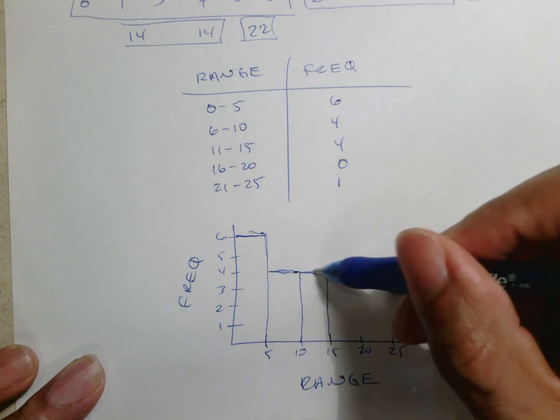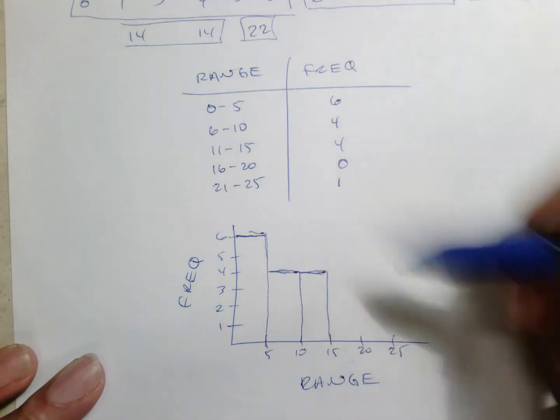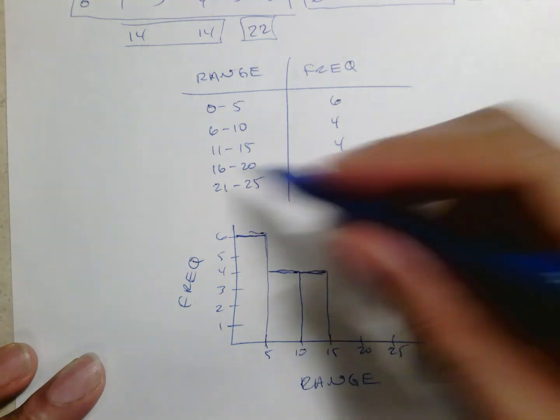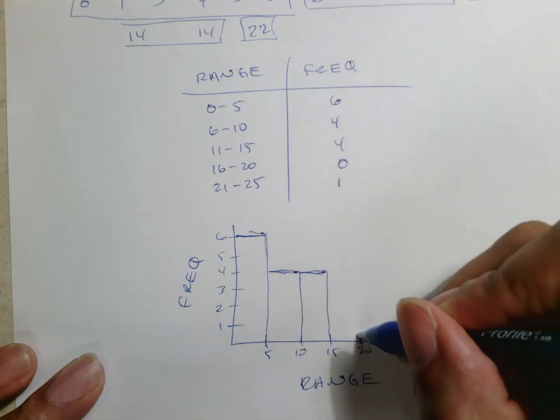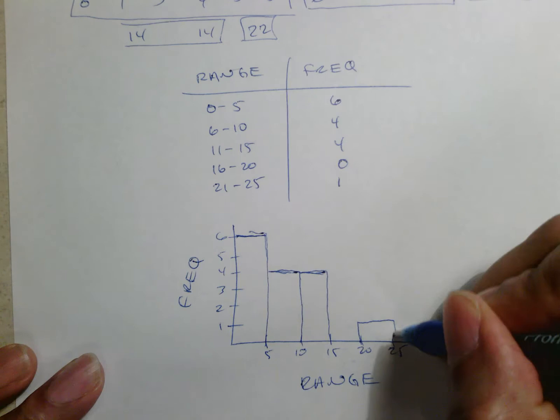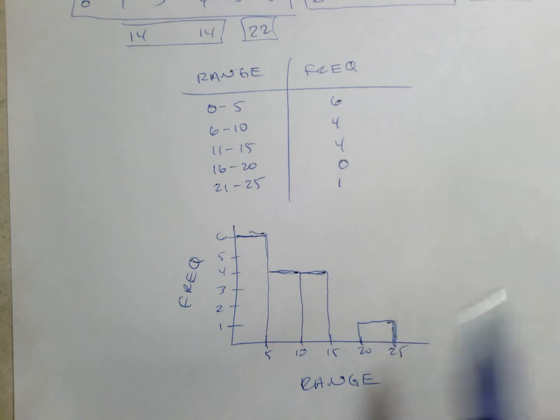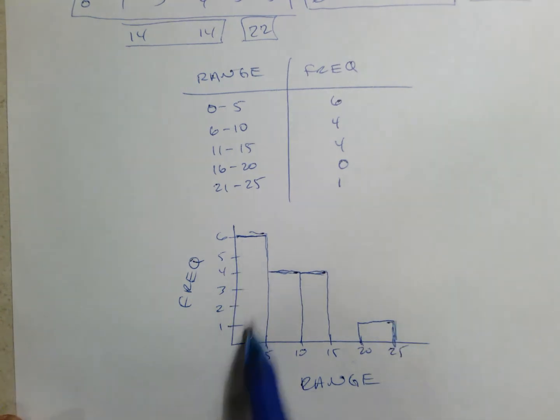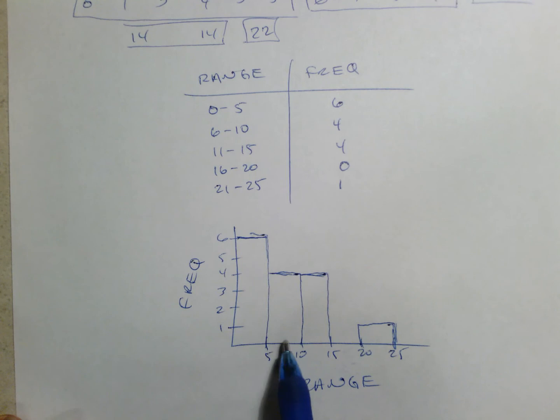Here's my next range and my next rectangle. 16 to 20 has none, so leave that blank. And then 20 to 25 has 1, so we will draw a rectangle that goes up to about 1. And again, you can look here and see 0 to 5 has 6 items. 5 to 10 or 6 to 10 has 4 items. 10 to 15 has 4 items. This has none, and that has 1. And that is a histogram.